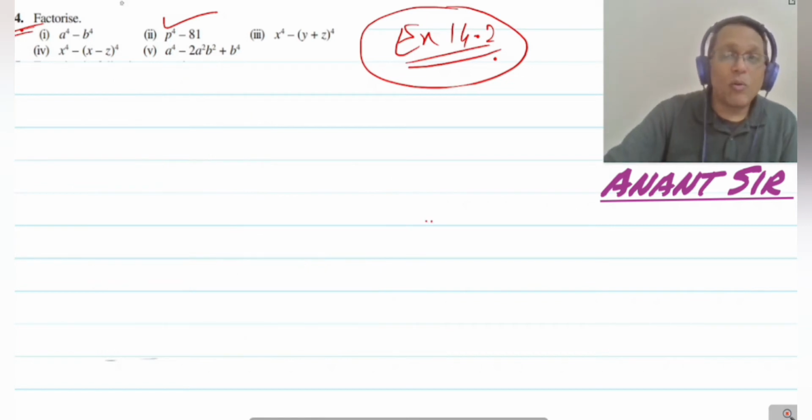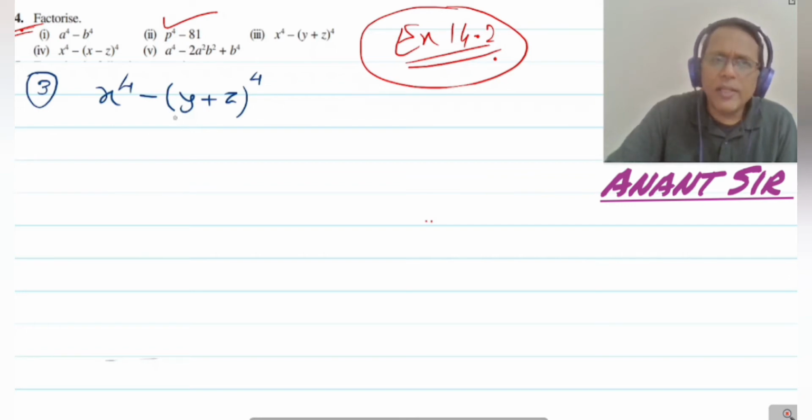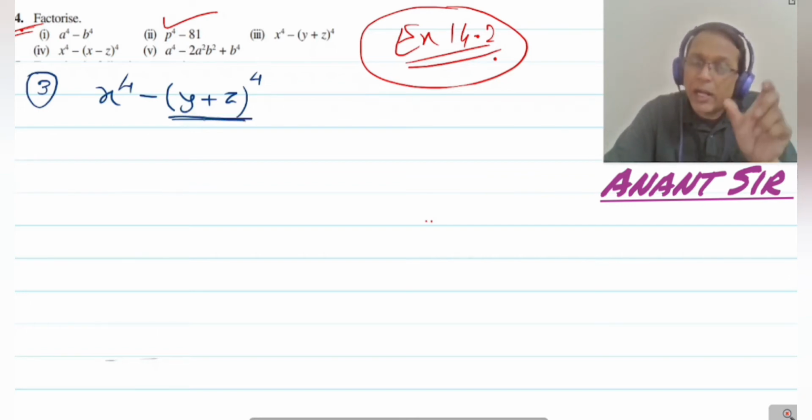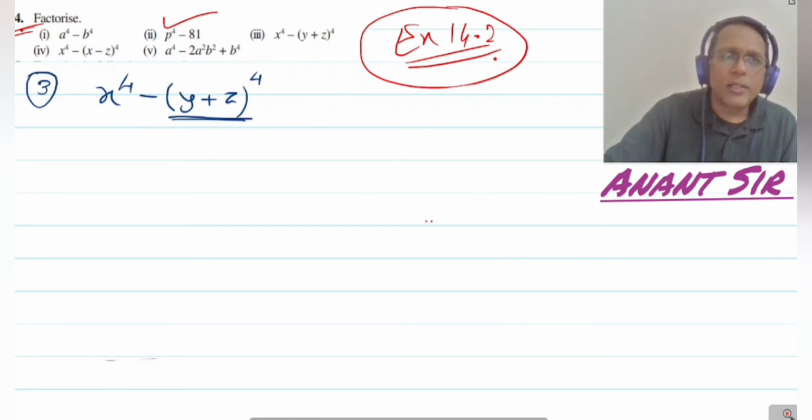So friends, now we move on to solve the next question. Question number 3, x raised to 4 minus y plus z raised to power 4. It's a similar thing. Only difference is that there is a bracket with two terms there now. That is the only difference. So it will change a little bit. So let's try to solve this question.